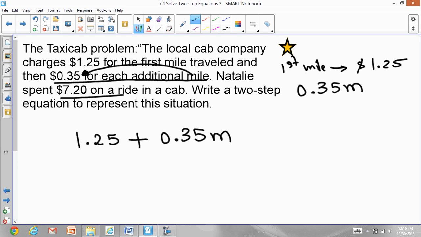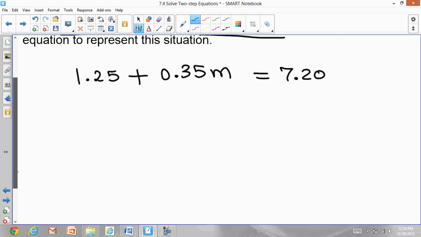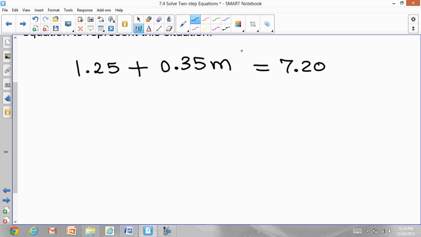That gets the letter M. So the mile, I'm going to take the M and attach it to 0.35 because it comes with the word each. Now the total is going to be $7.20. Now this is writing a two-step equation. So the writing part is done.